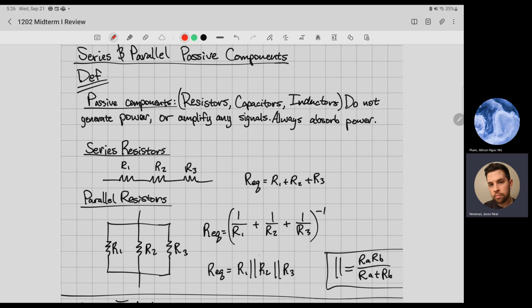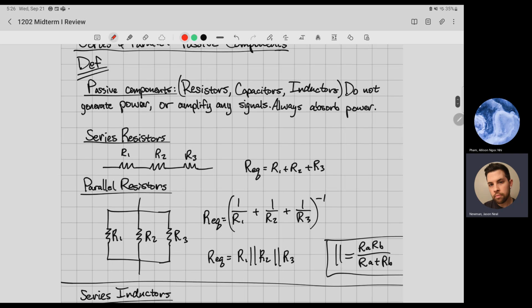So I'm going to show you what this parallel symbol means and how to use it. Basically, say for instance, this is RA and this is RB. The parallel of RA and RB is product over sum. So RA times RB over RA plus RB. That'll give you the parallel resistance value of these, and it'll condense them.